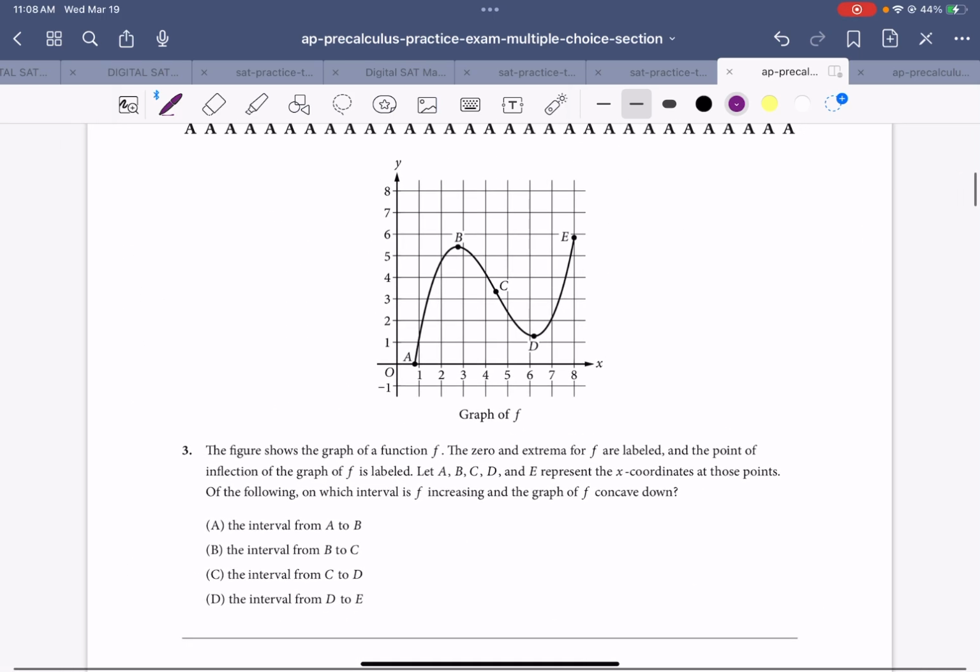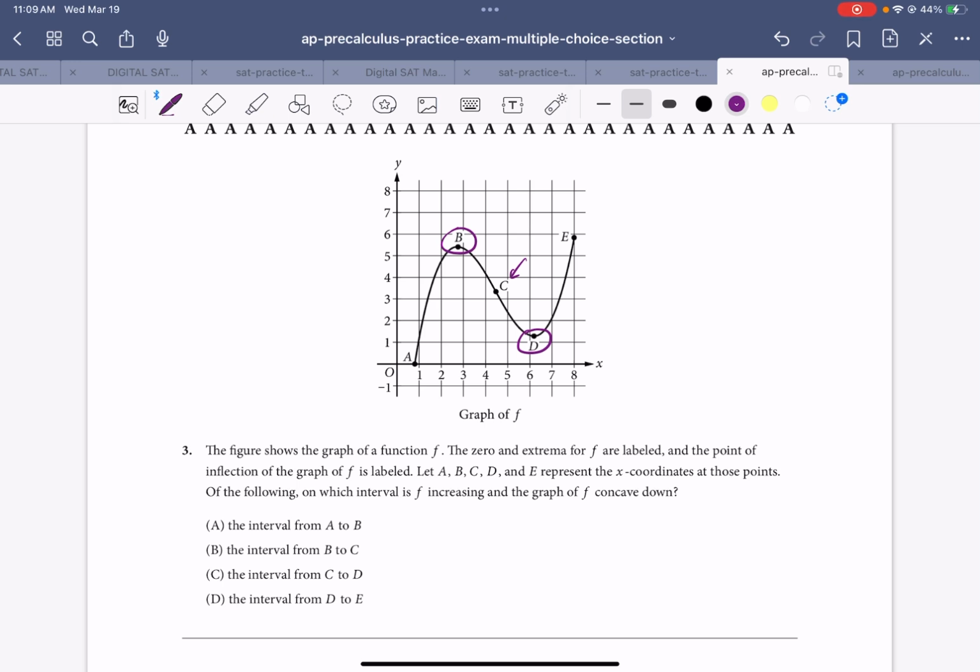Number 3: the figure shows the graph of a function f. The zeros and extrema for f are labeled. So we know that this one is a relative maximum, a relative minimum, and this one looks like a critical point also, and then a point of inflection. It says labels A, B, C, D, E represent the x-coordinates at those points. On which interval is f increasing and the graph of f concave down?